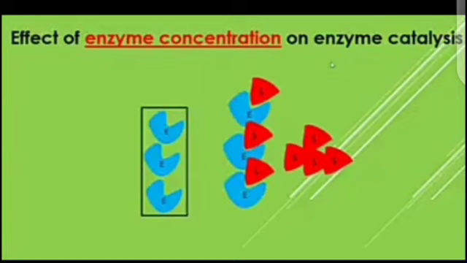An increase in enzyme concentration means an increase in the number of active sites. So more active sites means more conversion of substrate into product. So this is all about the factors affecting the rate of enzyme action.